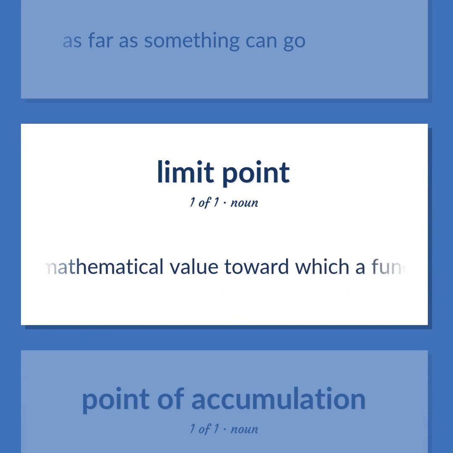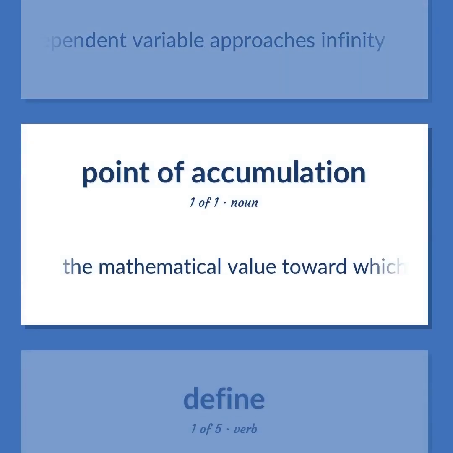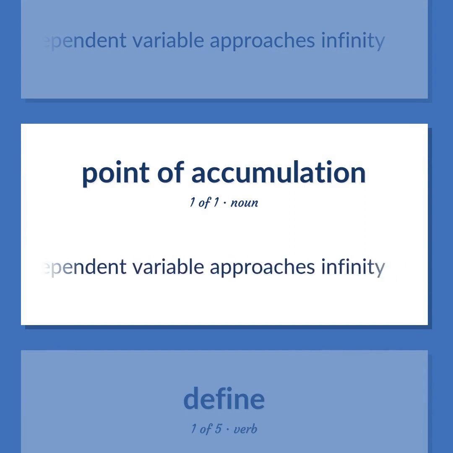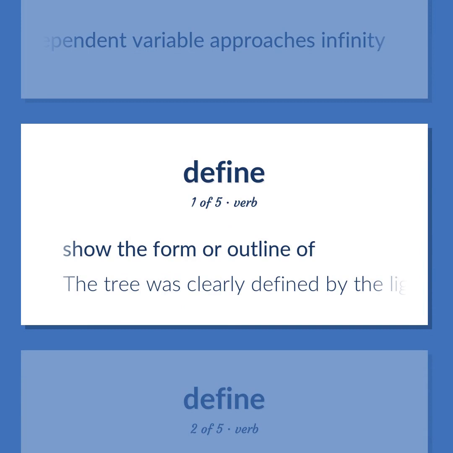The mathematical value toward which a function goes as the independent variable approaches infinity. Show the form or outline of. The tree was clearly defined by the light.